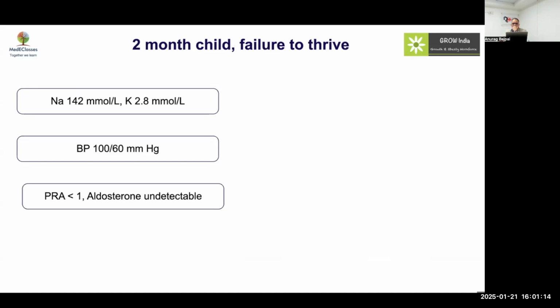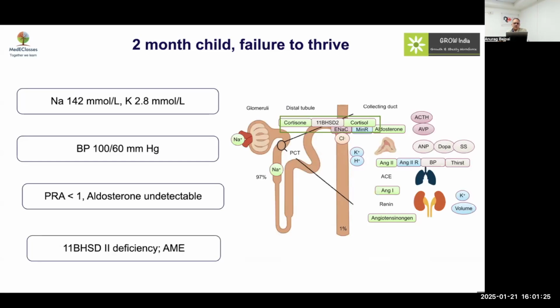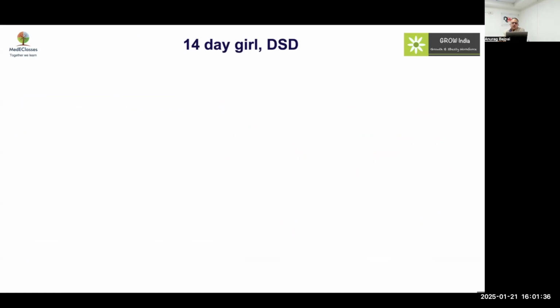Could be 11 beta HSD2. Okay, so you have to think of a DOC defect. So you will like to look at the genitalia. Genitalia is normal. This becomes important. So it's a normal female. So then in that scenario, you have to think of a possibility of an apparent mineralocorticoid excess as well, which can present like that scenario.